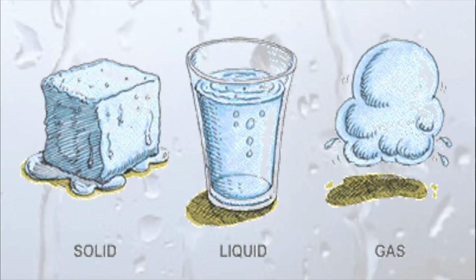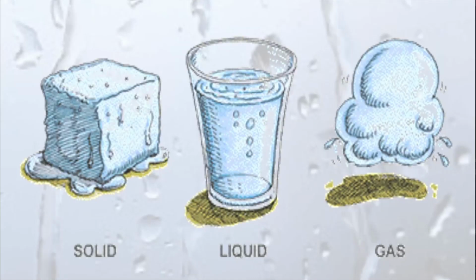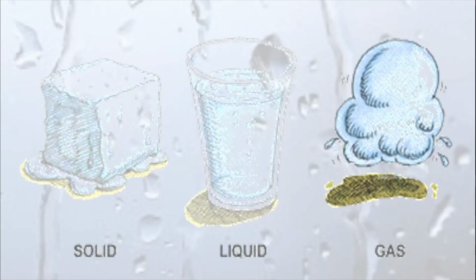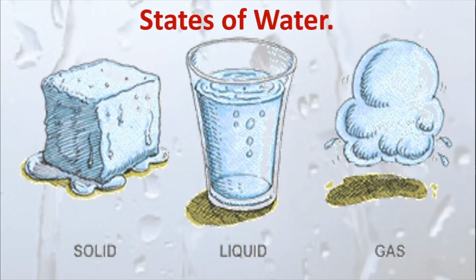Solid, liquid, gas. Okay, so solid is in the form of ice, liquid is in the form of a glass of water, and gas is in the form of vapor. So all of us, we have seen the solid form of ice, we have seen the liquid form of water, and also the gaseous form of water, isn't it? So these are the three states of water: the solid state, the liquid state, and the state of gas.